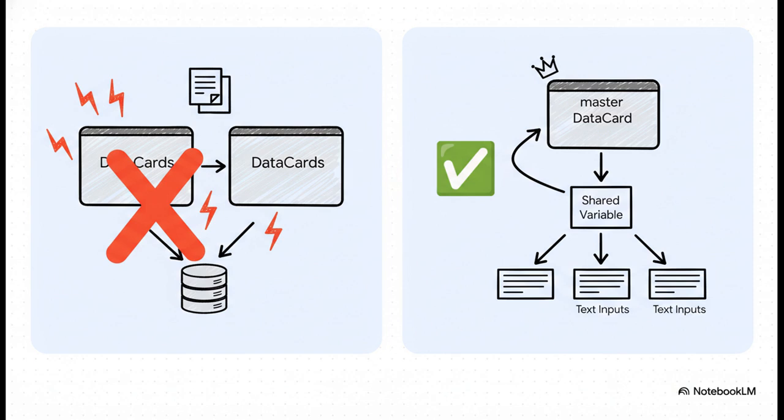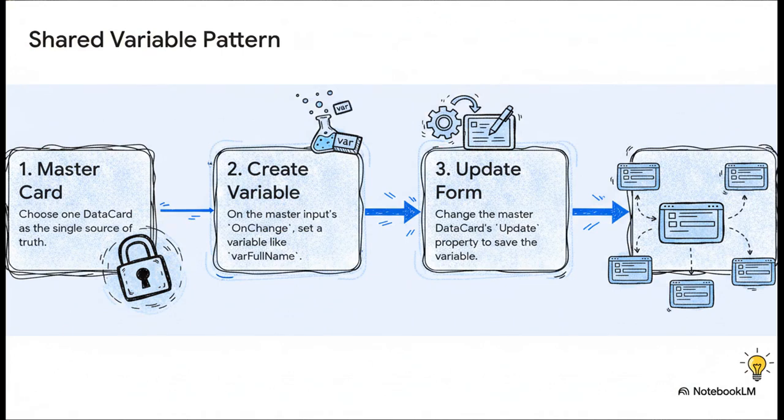The right way is to have one master data card as your single source of truth, and then use a second variable to share its value. On the other tabs, you just display that value in a simple, unbound text box. So let's walk through that pattern. First, you pick one data card to be your master. Second, on its onChange property, you create a new variable to hold its value. Third, and this is the really crucial step, you change the data card's update property to save that variable, not the text input directly. Then finally, on your other tabs, you just add some simple text inputs and point them to that variable. It's the one source of truth principle in action, and it will save you from a world of hurt.